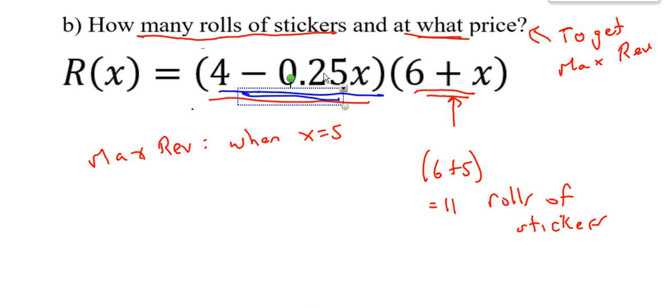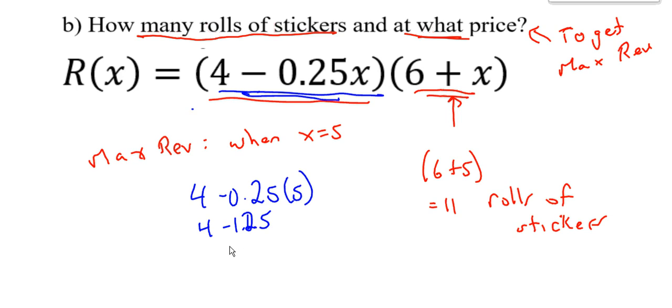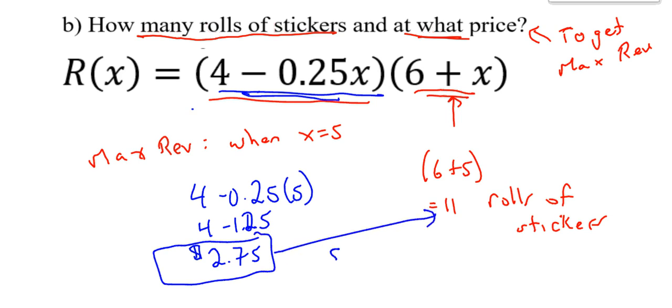And now it's some difference because we know that x is 5. So let's calculate what it is. And yes, you probably are noticing I already did this math on the last slide to answer the original question, but it doesn't hurt to recalculate here. So if I do this math, I get $2.75. So at a price of $2.75, we will sell 11 rolls of stickers, and that is how we got our maximum revenue.